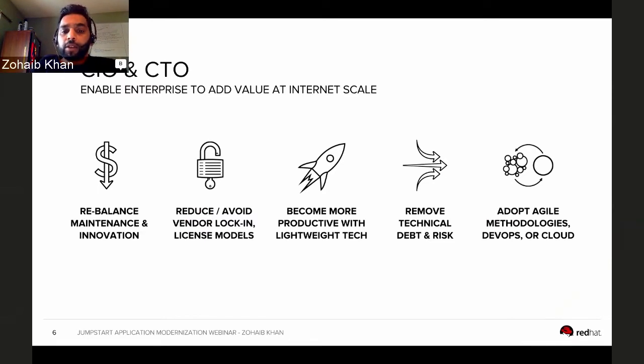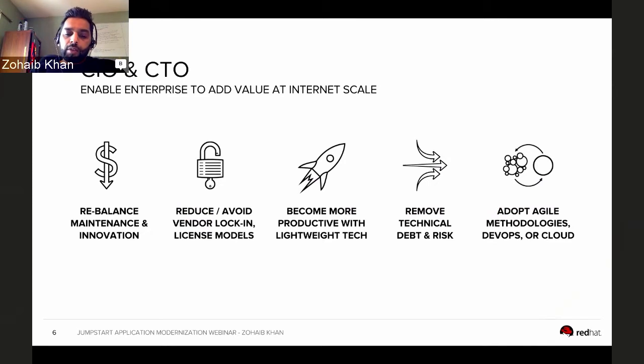Also, become more productive with lightweight technology, especially the technology that is going to be more nimble and allow you to move faster to the cloud native architecture. You cannot necessarily take your heavy systems into the cloud, if you want to go more agile, and also adopt new processes and technology. So these are the key challenges that CIOs and CTOs face today.